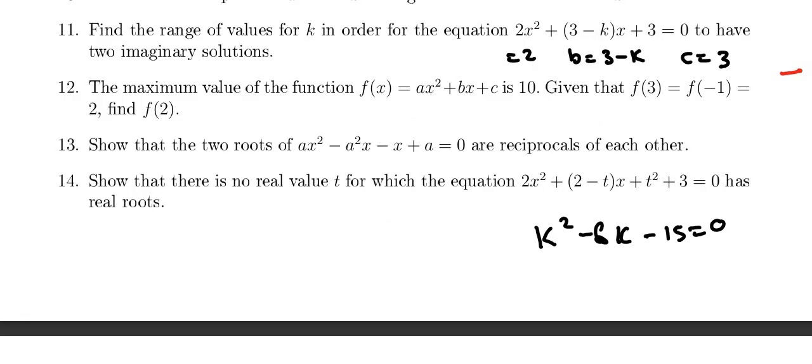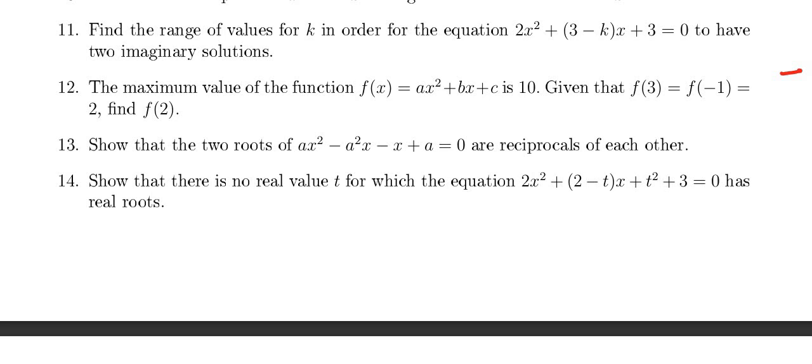So here you can just say the range is all real numbers provided our k squared minus 6k minus 15 is always supposed to be less than 0. So this can be the answer for number 11. That's satisfactory as well. Then number 12, they're asking us to get the maximum value of the function.